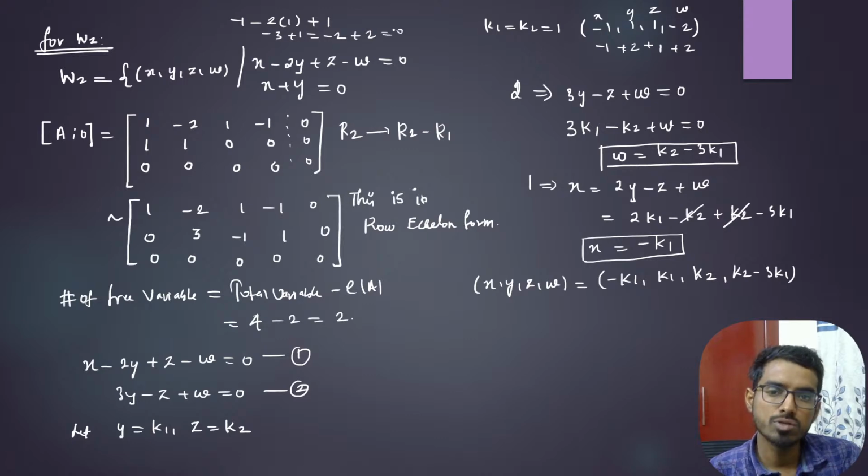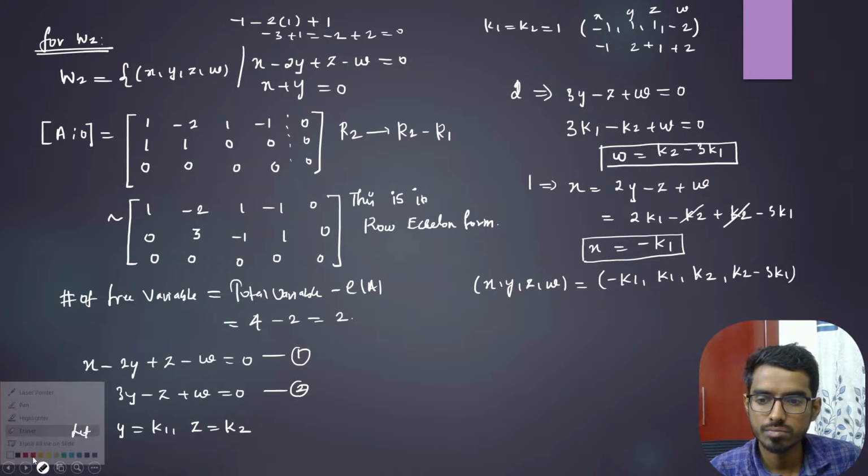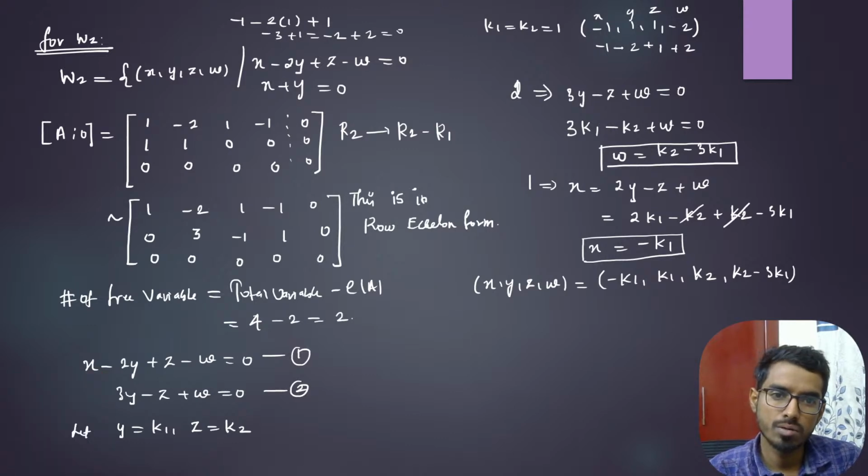Yes, correct. So our solution is correct, right? Because this satisfies this equation. Minus 1 minus 2 times y, it is minus 2. Minus 3 plus 3, it satisfies. Therefore, the solution is correct.